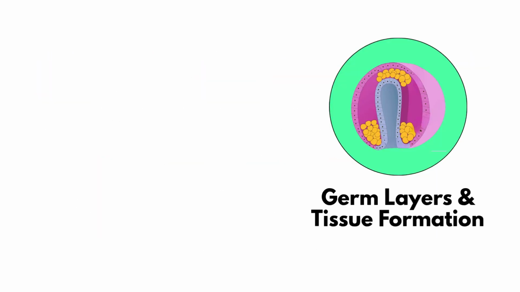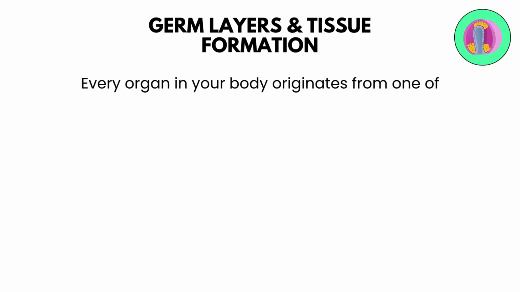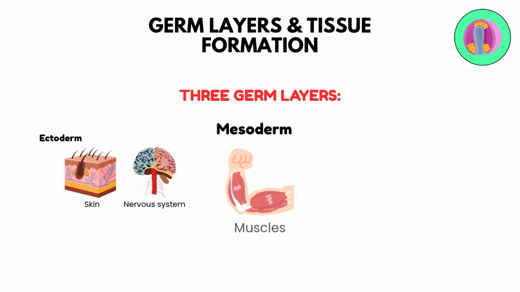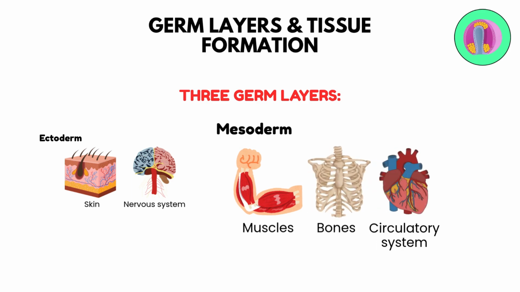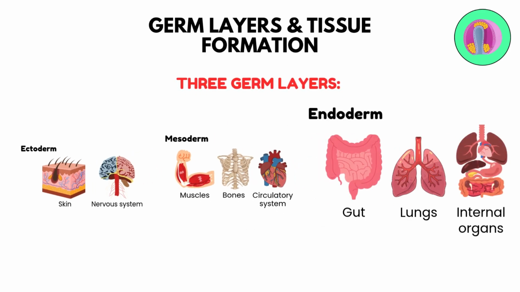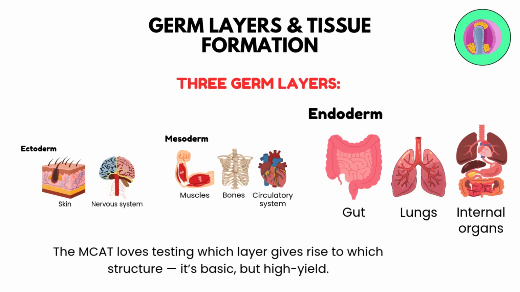Germ layers and tissue formation. Every organ in your body originates from one of three germ layers: ectoderm, skin and nervous system; mesoderm, muscles, bones, circulatory system; endoderm, gut, lungs, internal organs. The MCAT loves testing which layer gives rise to which structure. It's basic but high yield.